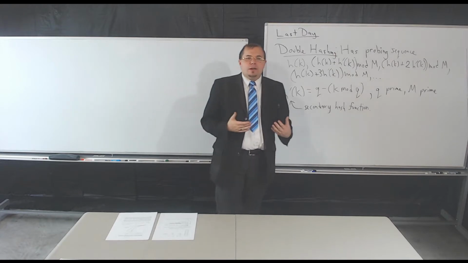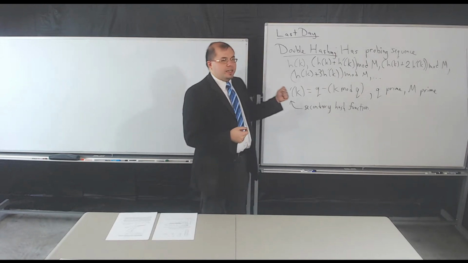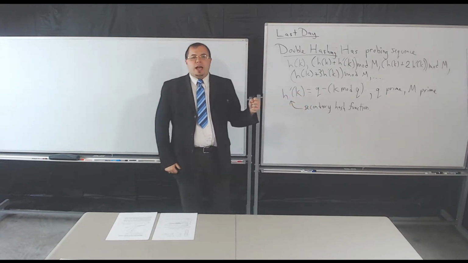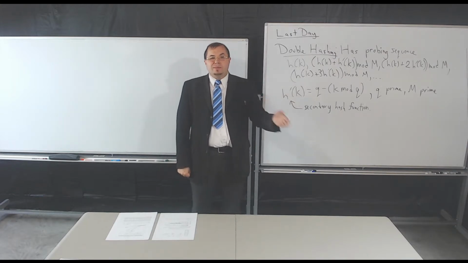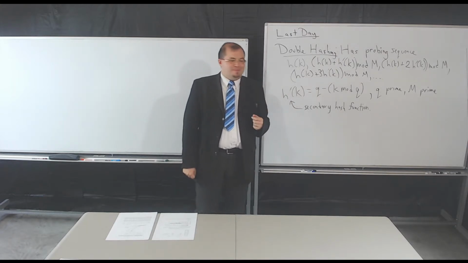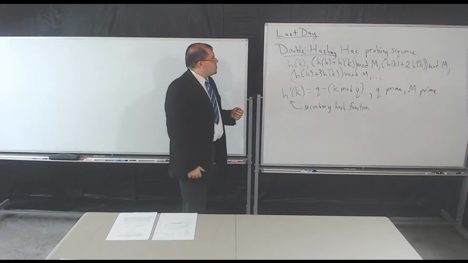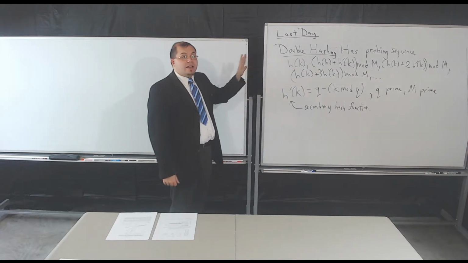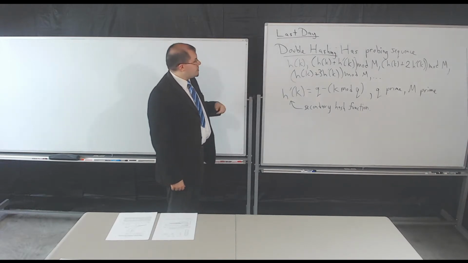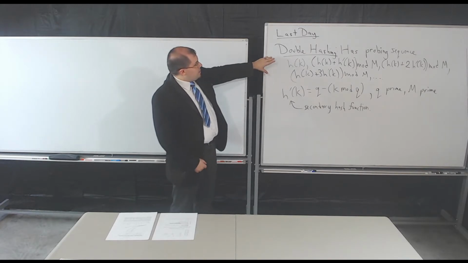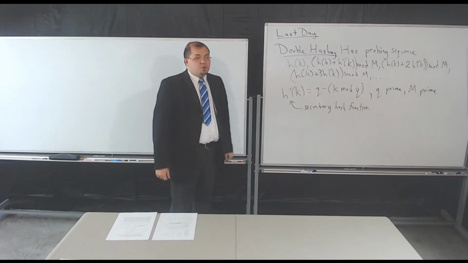So today we're going to be talking more about double hashing. In particular, we're going to be finishing up our hashing topic today. We might talk about something new. We'll see. So just as a reminder, remember double hashing is a type of open addressing collision resolution where we are going to use a probing sequence.